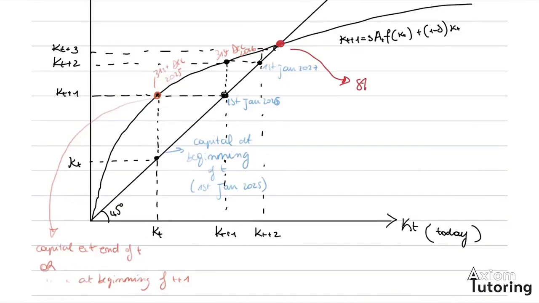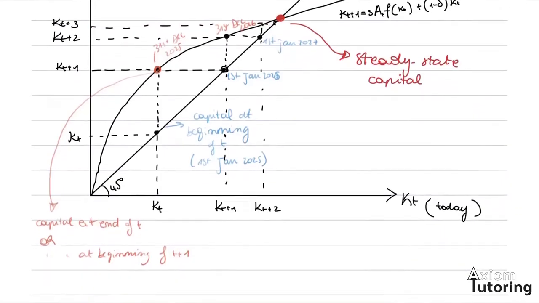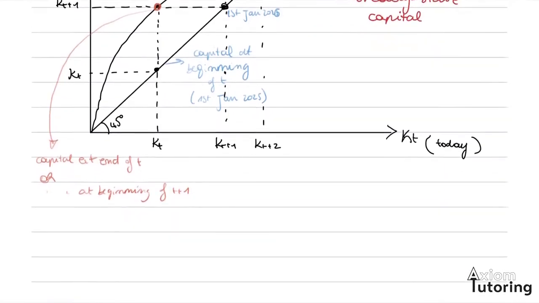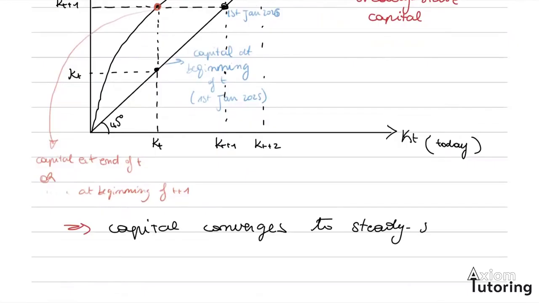What happens at this point? This is the steady state level of capital, because here, capital today is going to equal capital tomorrow. At this point, today and tomorrow show the same level of capital. And so what this graph is predicting is that capital converges to a steady state level.